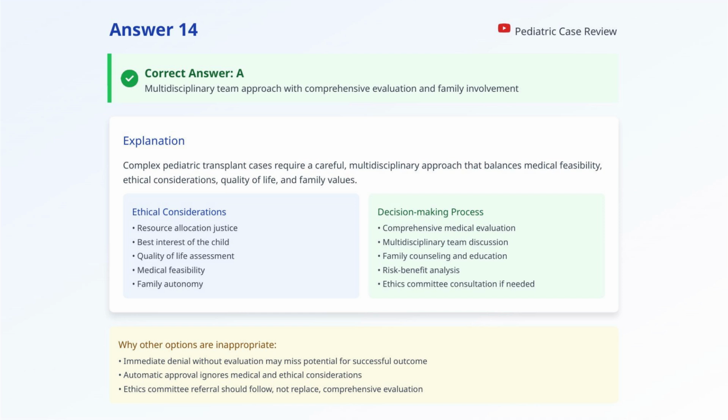Automatic approval ignores medical and ethical considerations, and ethics committee referral should follow, not replace, comprehensive evaluation. A balanced approach that thoroughly evaluates all aspects of the case while respecting family input is essential for ethical decision-making in complex pediatric transplant cases.